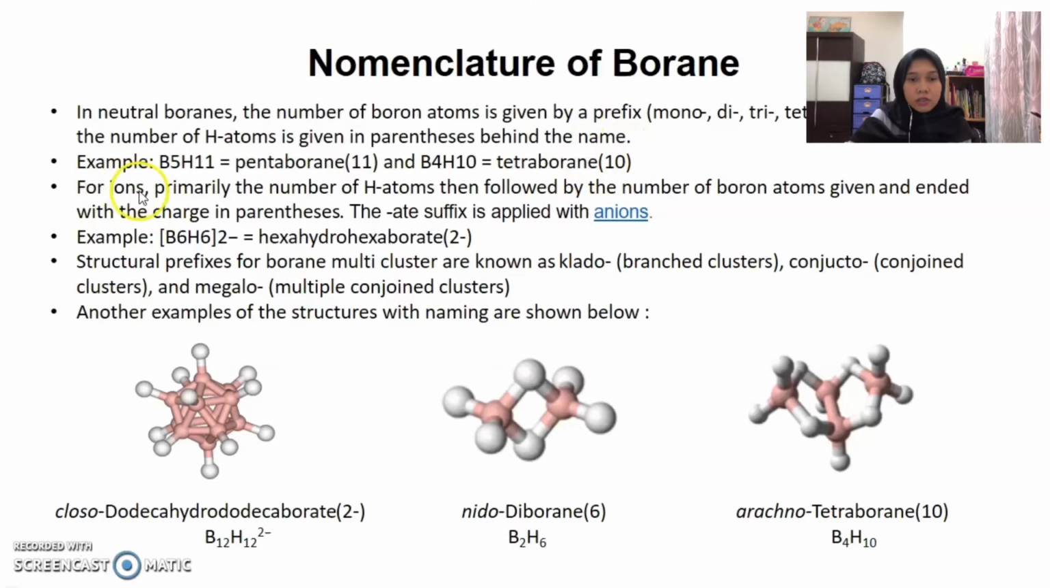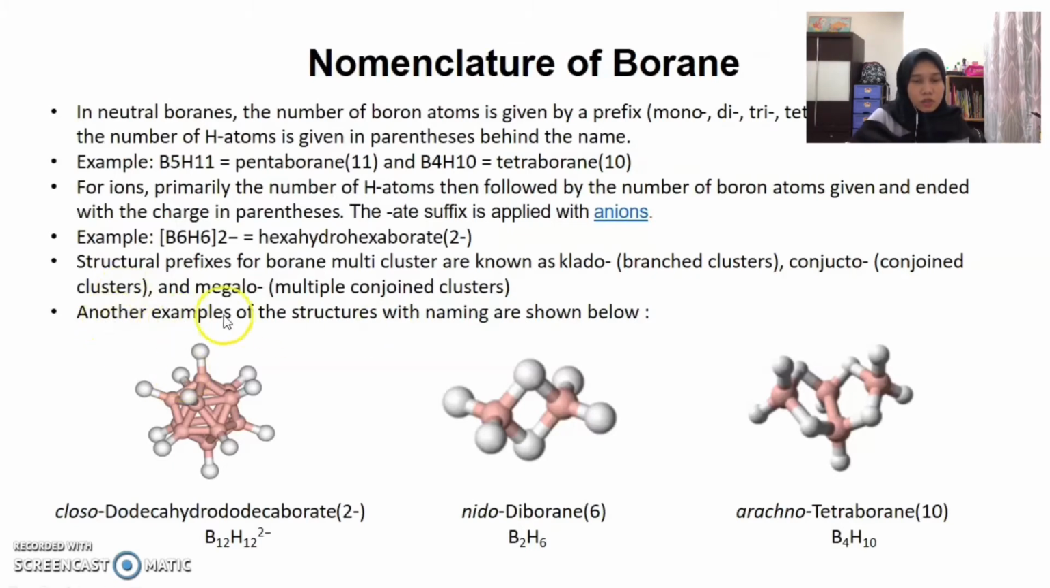And then for ions, we state the number of H atoms first, followed by the number of boron atoms, and ended with the charge in parentheses. The -ate suffix is applied only for anion complexes. For example, B6H6 2-, the name is hexahydrohexaborate(2-). The structural prefixes for borane multicluster are known as clado for branched clusters, conjuncto for conjoined clusters, and megalo for multiple conjoined clusters.